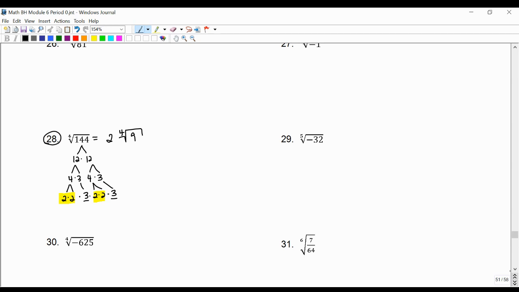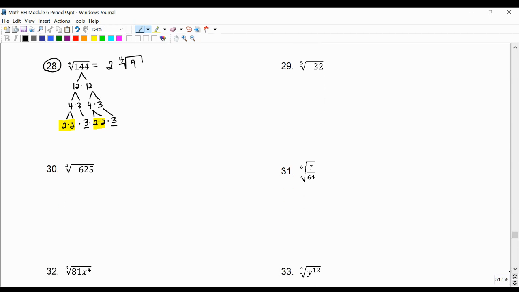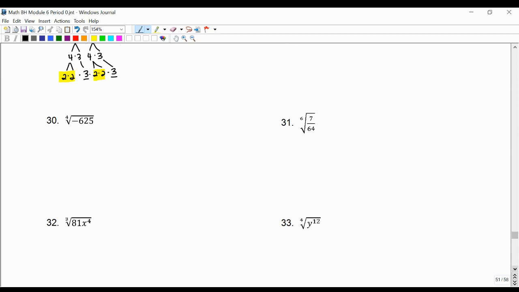As you do these also, I would quickly scan through, or you might even scroll through all the slides and find problems that have no real root. So we're looking for an even index and a negative number inside. We won't even bother doing something like this, no real root. The index could be a 2, 4, 6, 8, 10, and we need a negative radicand.